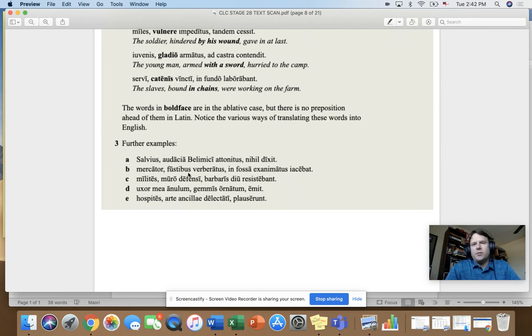All of these words are in the ablative case, but there's no preposition with it. And this is how Latin tells you by or with what something happened. It's called an ablative of means. Sometimes you'll see it referred to as an ablative of instrument. That kind of makes sense, right? The clubs are the instrument with which the merchant was beaten, to go back to that really terrible sentence. But we call it the ablative of means.